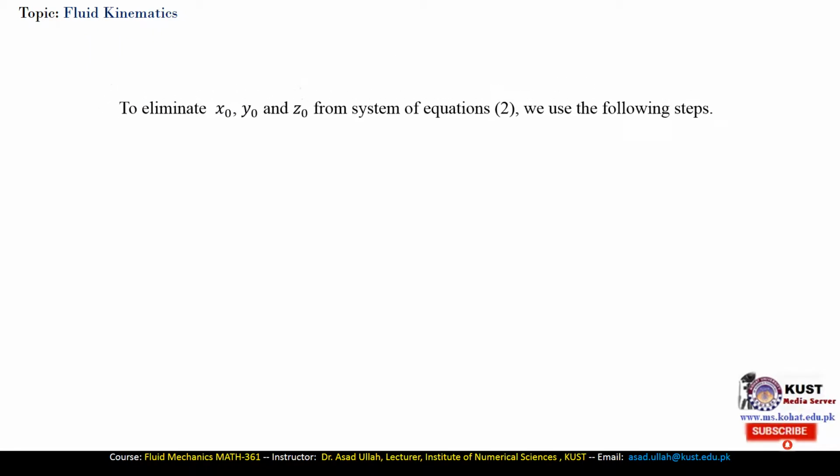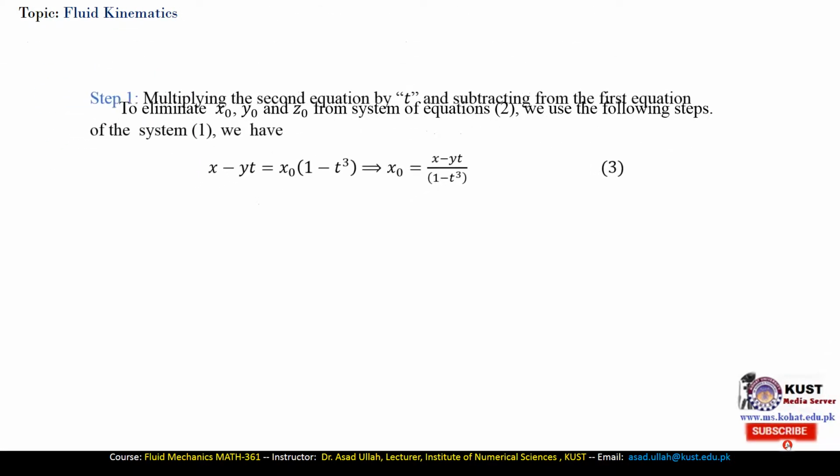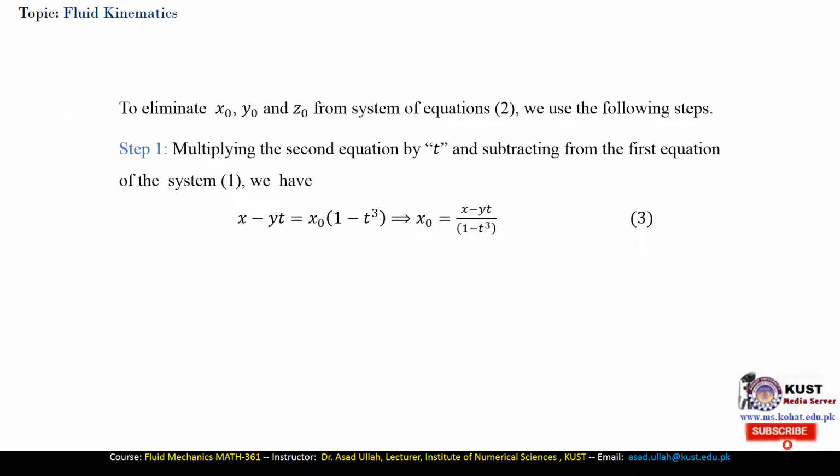Now to eliminate x naught, y naught, and z naught from the system of equations 2, we use the following three steps. Step number 1. Multiplying the second equation by the time t and subtracting from the first equation of the system 1, we have the result in the form of equation 3.